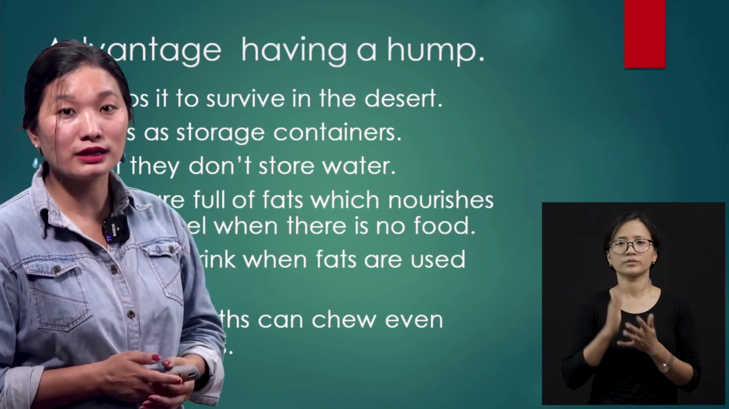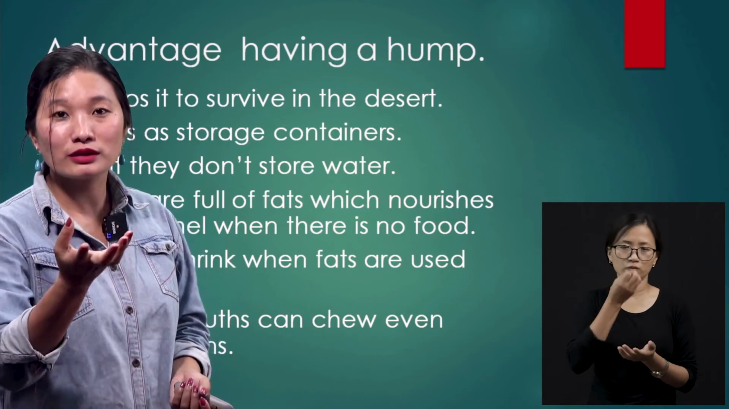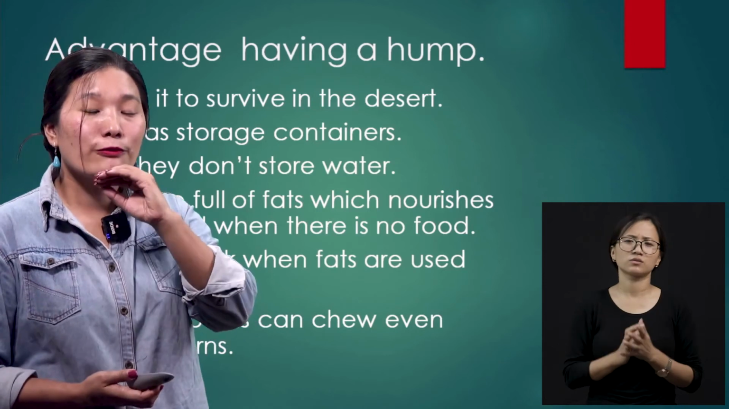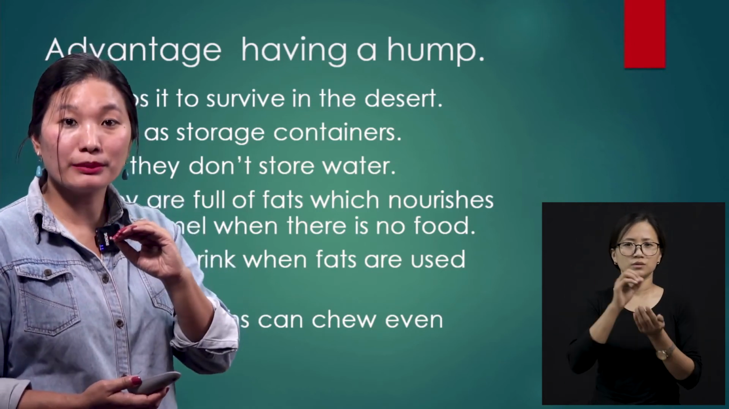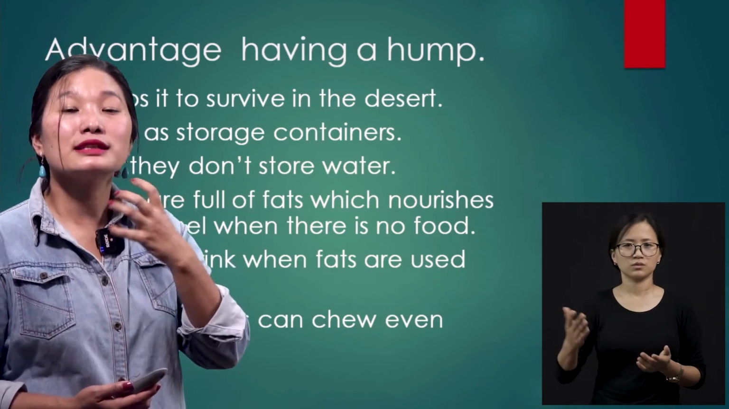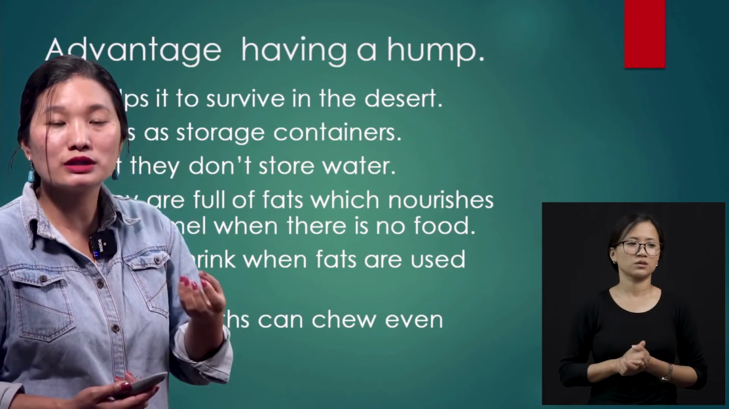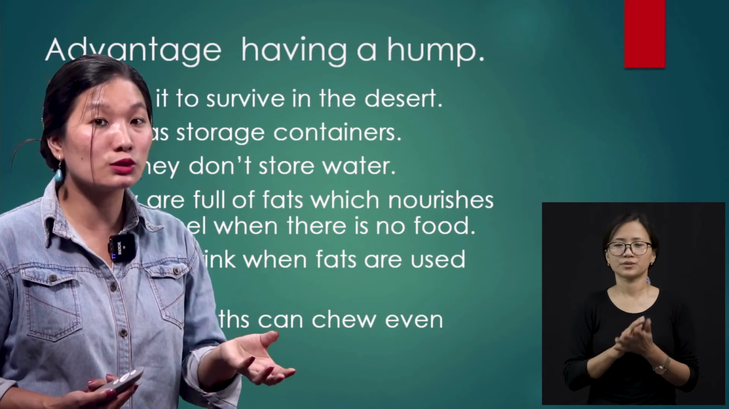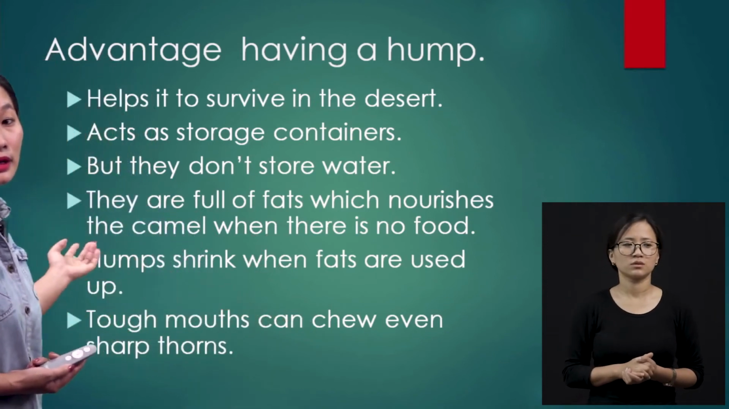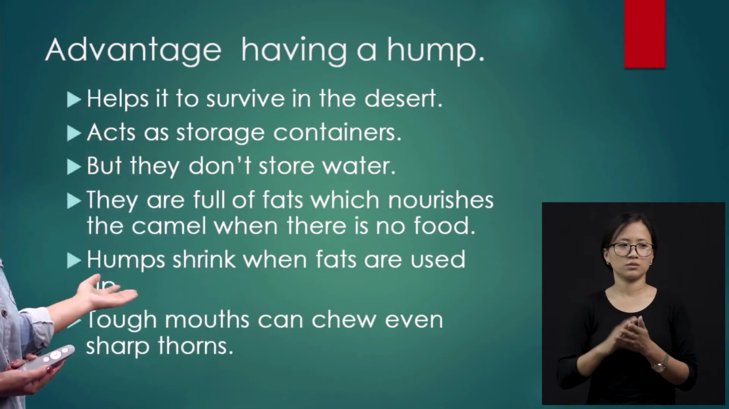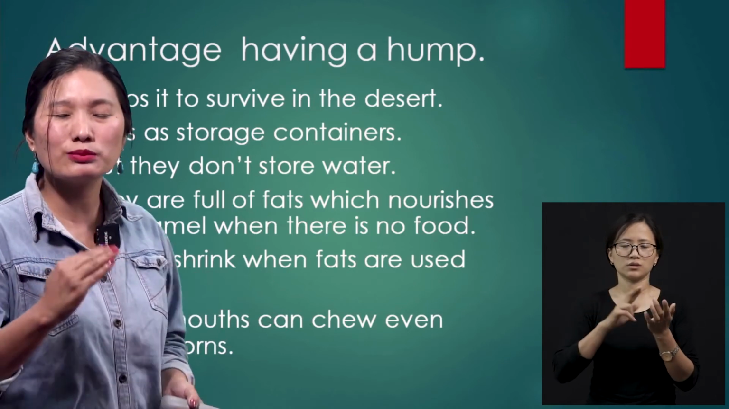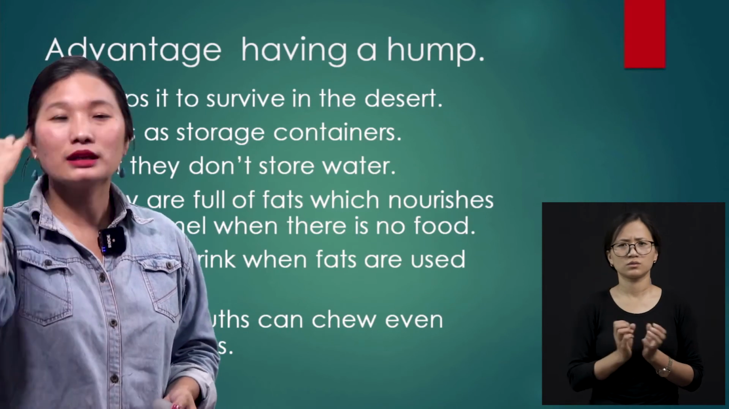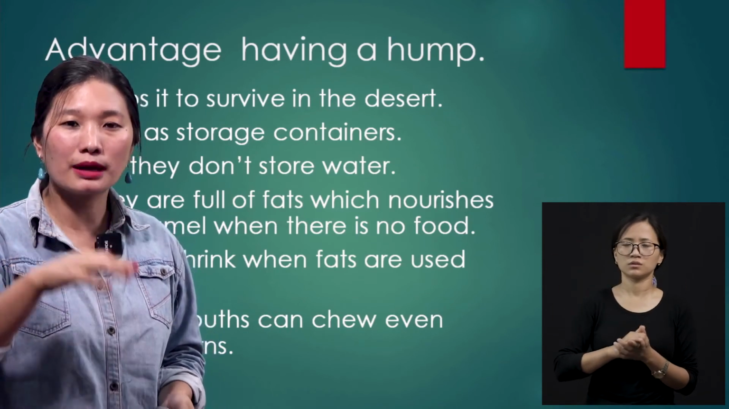You know what is fats, right? If you want to have pork, there are so many fats there. So likewise, there are fats stored in the hump of the camel, and those fats help the camel to nourish itself. Nourish means that makes the camel feel better when there is no food or when there is no water. And then the hump shrinks when fats are used up. So slowly, if the camel had not been drinking water or not been eating food for so many months, the hump shrinks down. That means the humps come down.